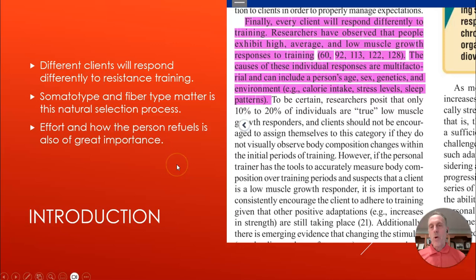And the other part of it is, and they talk a little bit about it here, effort and how a person refuels is also of great importance. You just can't have amazing workouts and not refuel, and have amazing workouts and not have recovery, like rest. You've got to sleep. You've got to do things to recover the body.